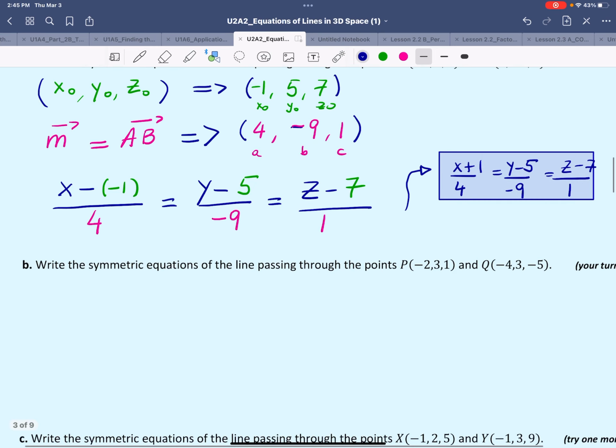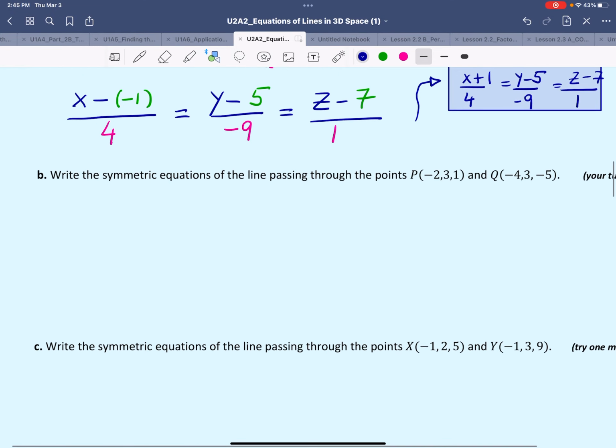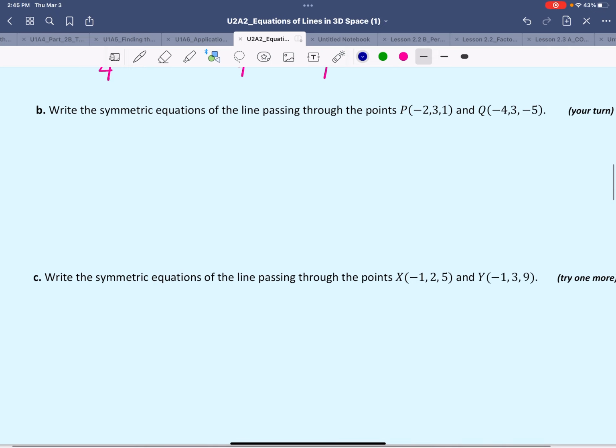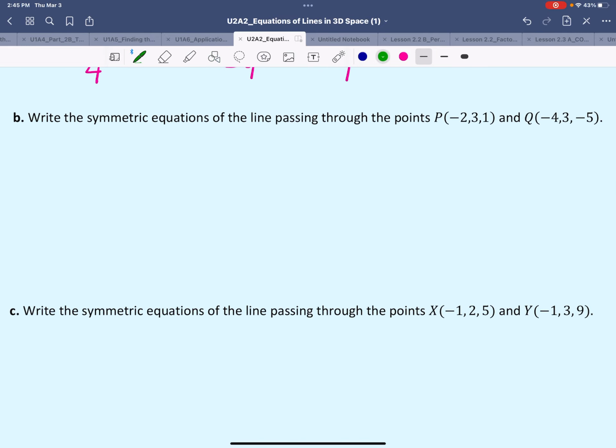Now, in the next question, we have to write symmetric equations of a line passing through these two particular points. I've added this as practice for you, but I'm going to do just this example. So let's take a look at it. Again, we are going to start off by picking one of the points as our starting point. X0, Y0, Z0 in this case will be, let's choose point Q this time, so -4, 3, and -5. For the direction vector here, we're going to choose the direction of vector PQ.